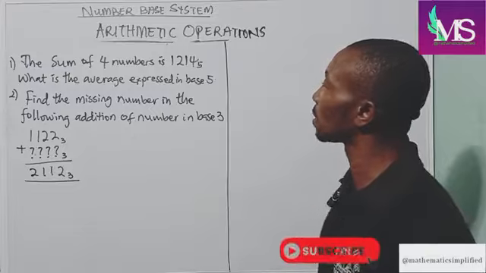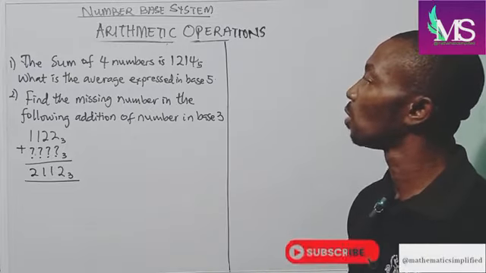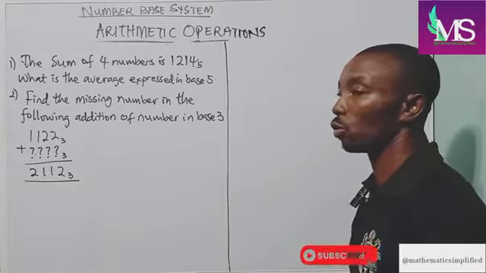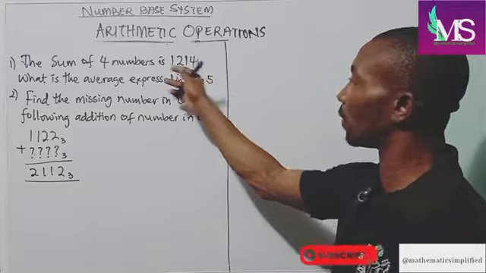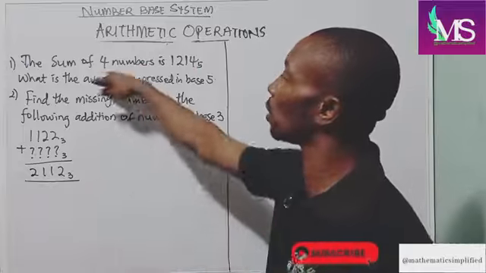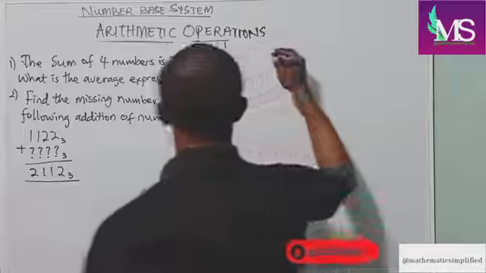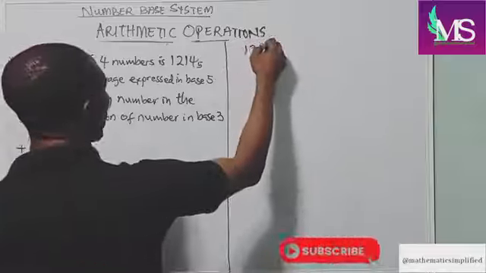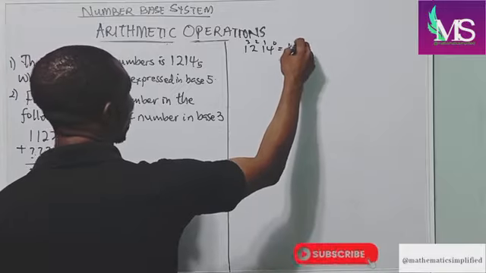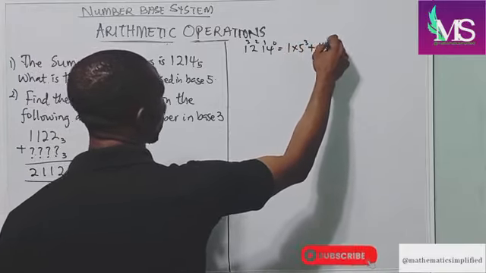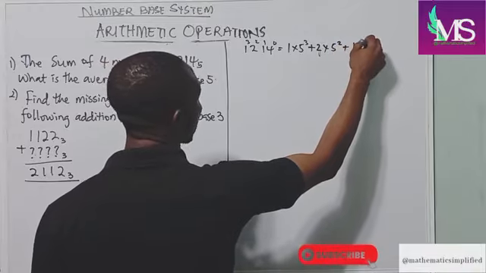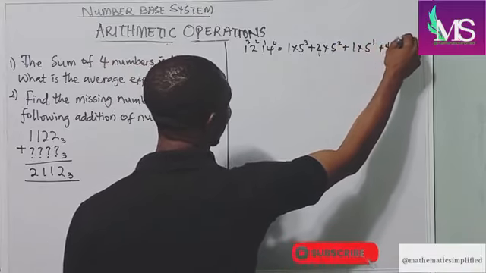The sum of four numbers is 1214 base 5. What is the average expressed in base 5? Now, for us to find the average, you know that our average is the sum divided by 4. But since it's in base 5, we need to first of all convert to base 10 to get our average. So in doing that, we have 1214, positions 0, 1, 2, 3. This will be 1 times 5 raised to the power 3 plus 2 times 5 raised to the power 2 plus 1 times 5 raised to the power 1 plus 4 times 5 raised to the power 0.